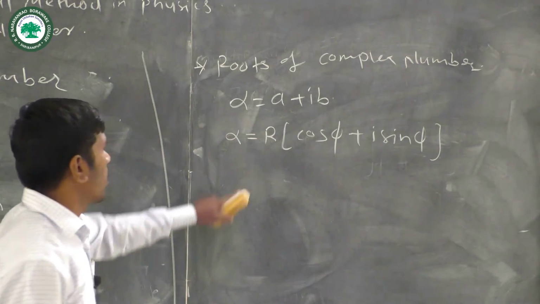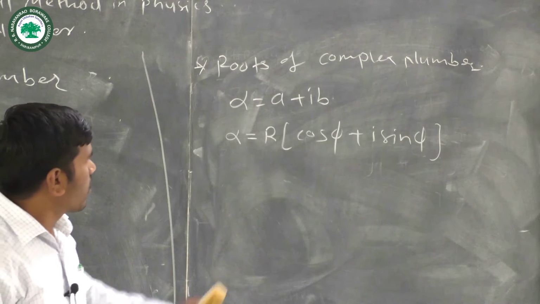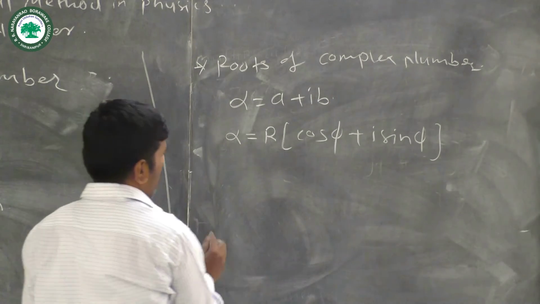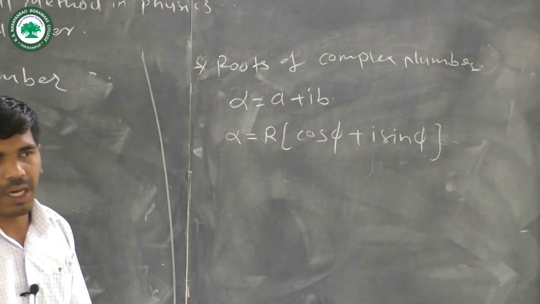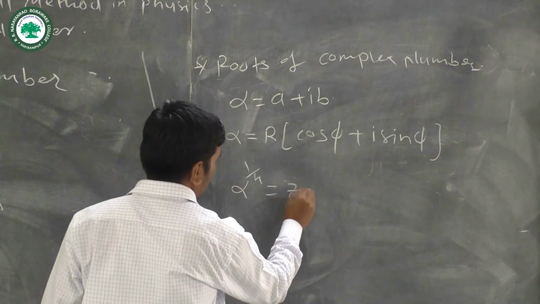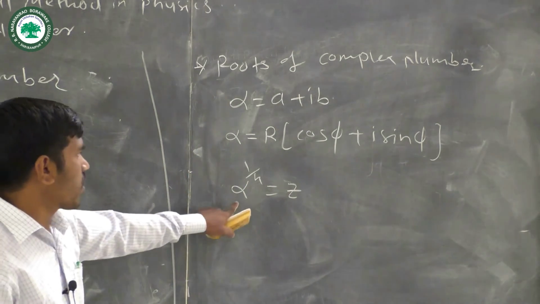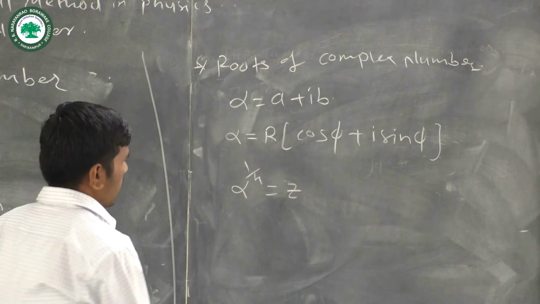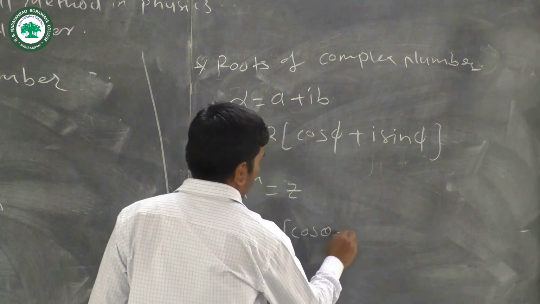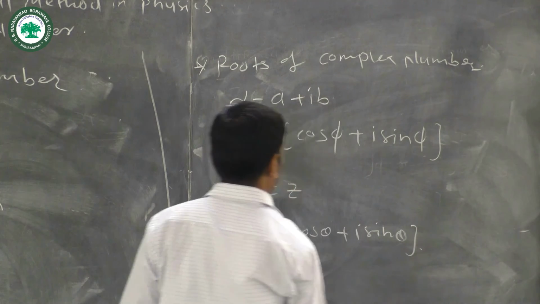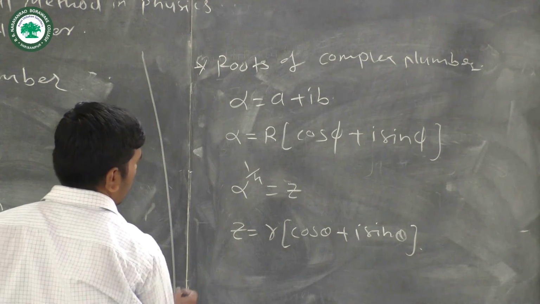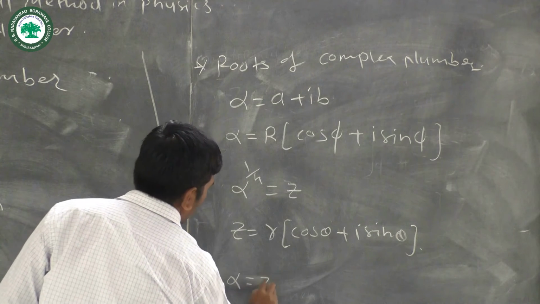Okay, so this r is the magnitude, and this phi is the phase or the argument of this complex number alpha. If you want to find the root of this alpha, I consider one relation, that is alpha power 1 by n is equal to z. So the root of this alpha is equal to z, and we know that z is equal to what? r cos theta plus i sin theta. So I am rewriting alpha is equal to z power n like this.